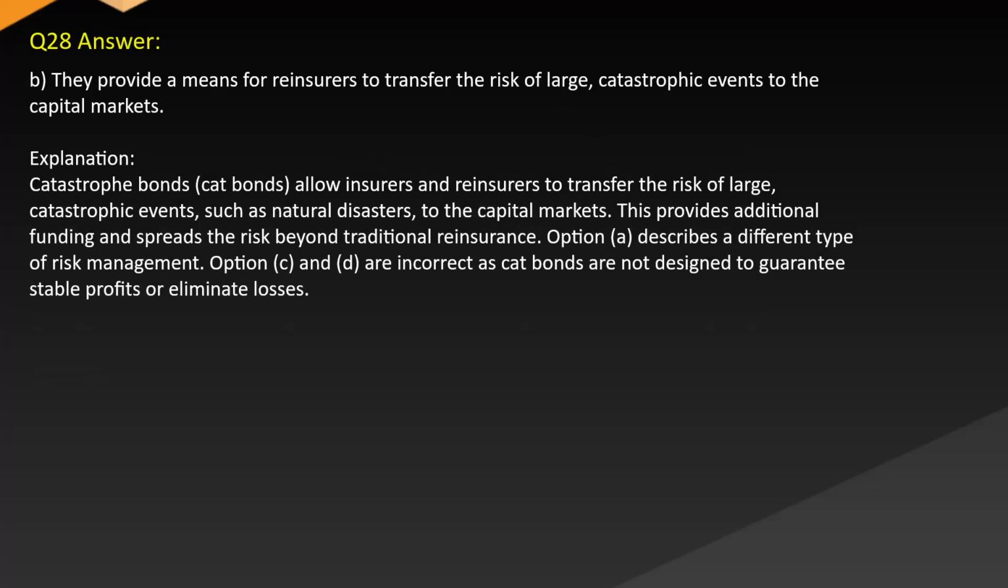Answer: B. They provide a means for reinsurers to transfer the risk of large, catastrophic events to the capital markets. Explanation: catastrophe bonds, cat bonds, allow insurers and reinsurers to transfer the risk of large, catastrophic events, such as natural disasters, to the capital markets. This provides additional funding and spreads the risk beyond traditional reinsurance. Option A describes a different type of risk management. Option C and D are incorrect, as cat bonds are not designed to guarantee stable profits or eliminate losses.